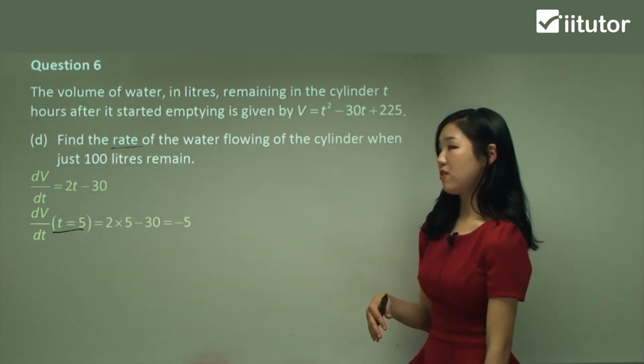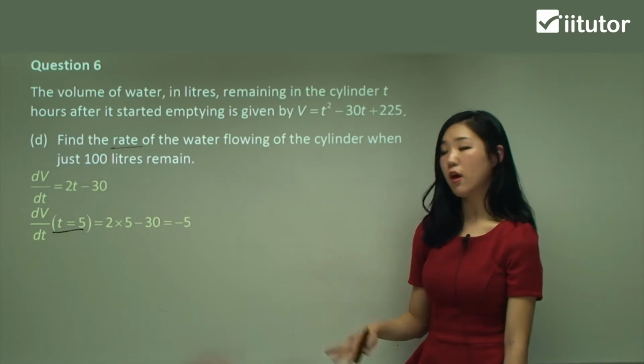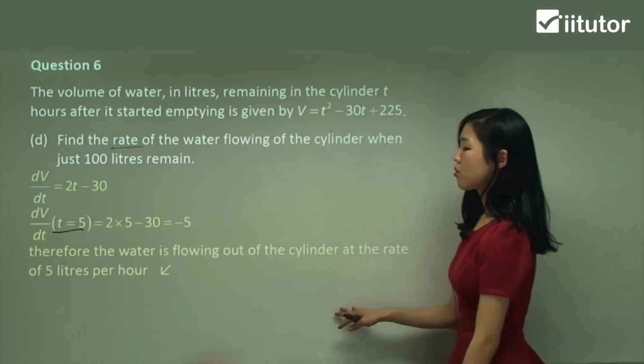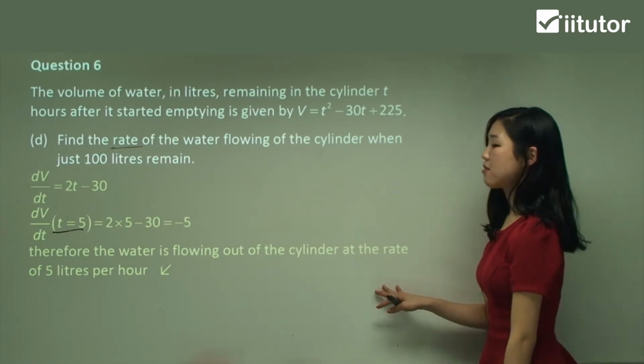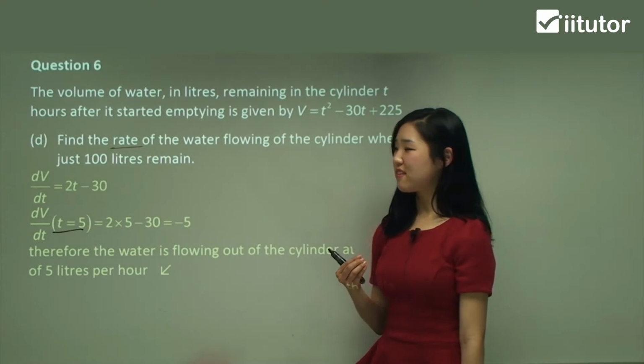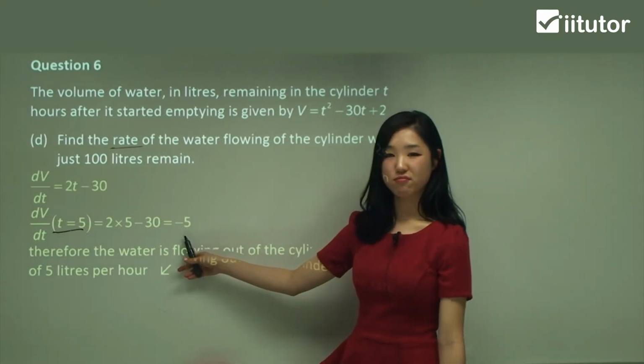So that's pretty much it. That's the rate of the water flowing. So to sum up, I can say that therefore the water is flowing out of the cylinder at a rate of 5 litres per hour. Okay, and guys, before you continue, why do you think it's negative?